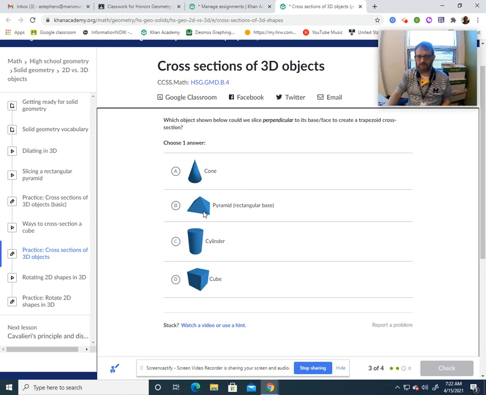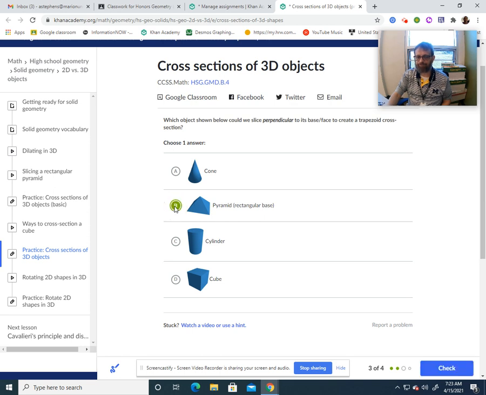Now, this one's going to give you a trapezoid, and why is because when you come up here and you cut straight down on this, it's going to be shorter. Then you're going to have sloped sides, and then you're going to have the longer base. So you're going to have a short top, and then two sides coming down.